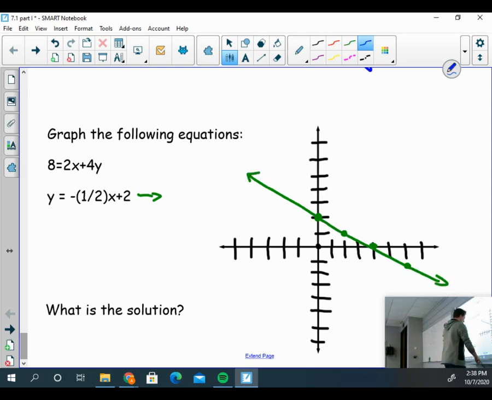Well, what about the one in blue? That's not in slope-intercept form. So that's actually in, flashback to chapter 6, it's in standard form.